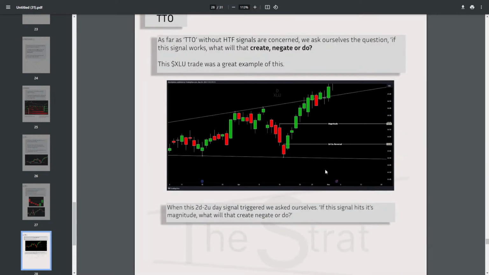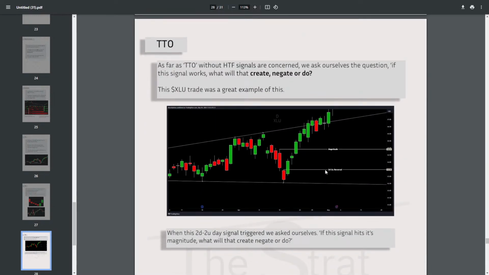Now, as far as TTOs are concerned without higher time frame signals, we want to ask ourselves the question, if this signal works, what will that create, negate, or do? And this is extremely important. This is the question we ask ourselves every day we trade. If this signal works, what will we negate, create, or do?